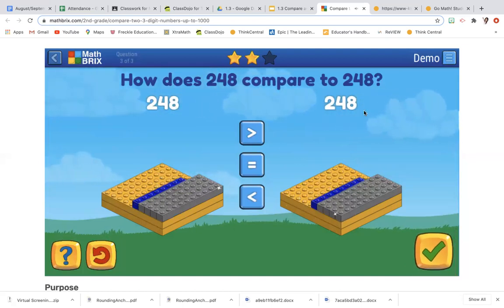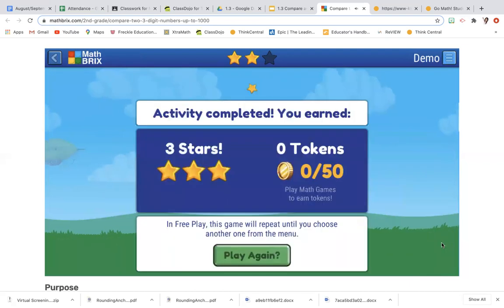248, 248. It's the same exact number. So in this case, I would say they're equal. That's correct. We got it. So we could play again, but I think you guys get the idea.